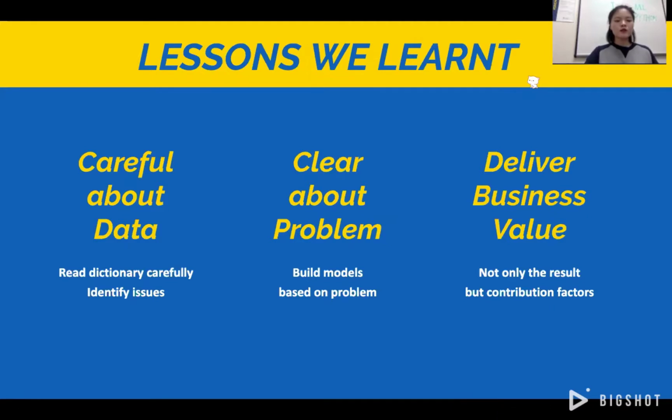We should also be clear about the problem so as to build models based on it. As we apply our models to solve problems, we have to keep in mind that all we have done should deliver business value. For example, in this case, it is not enough to only show the risk. We have to tell the users what contributed most to this result. It brings value to the non-tech users.